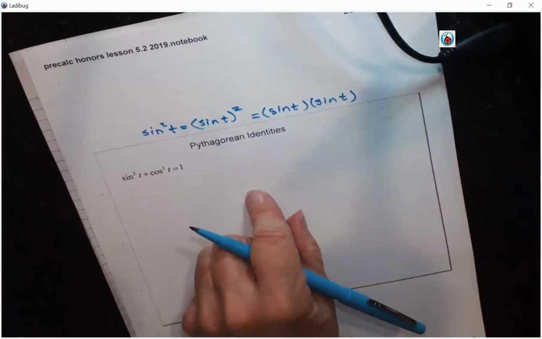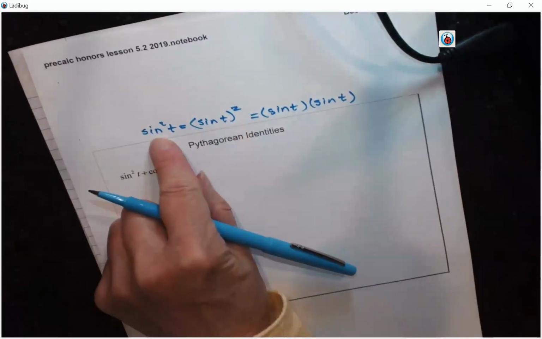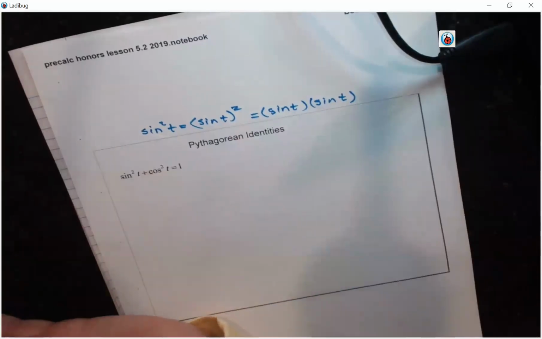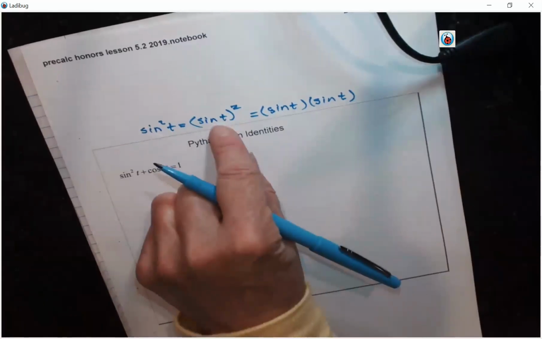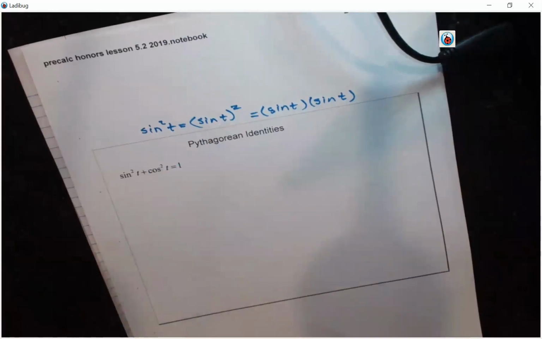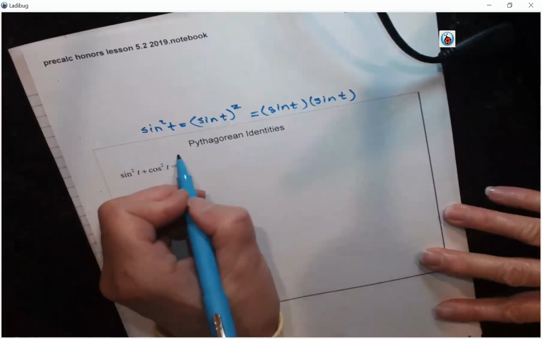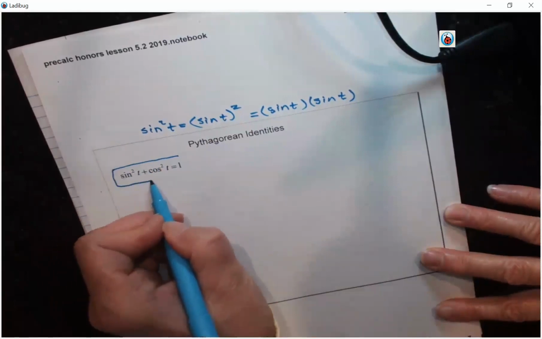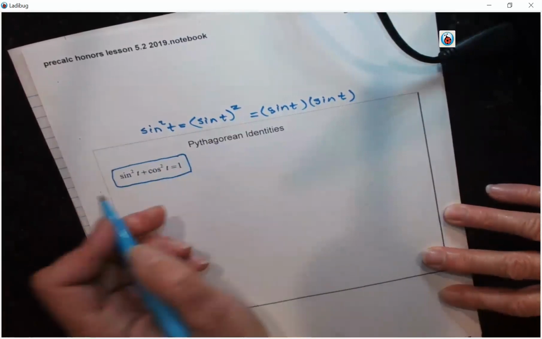So when you use a calculator, your calculator doesn't understand. If you hit the sine button and then the x squared button, it doesn't know what to do. So you'd have to enter it in this form, or perhaps this form. So that's just for clarity, and I would hope that you all know that. But this is the first of 3 Pythagorean identities, and it's easy to derive the other 2.